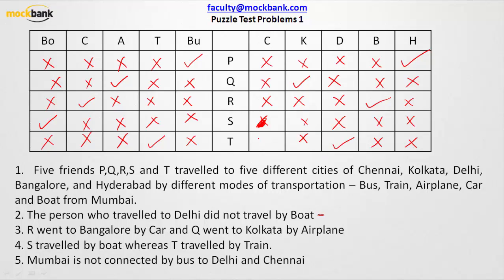So if T is going to Delhi, do we have the clarity? Now, it was my mistake. Now this is going to be the right click. Now you have the whole lot of information with you. P is travelling by bus and is going to Hyderabad. Q is travelling by aeroplane and is going to Kolkata. R is going to Bangalore, and the transportation mode is car. S is going to Chennai and the mode of transportation is boat, and T is going to Delhi and the mode of transportation is train.